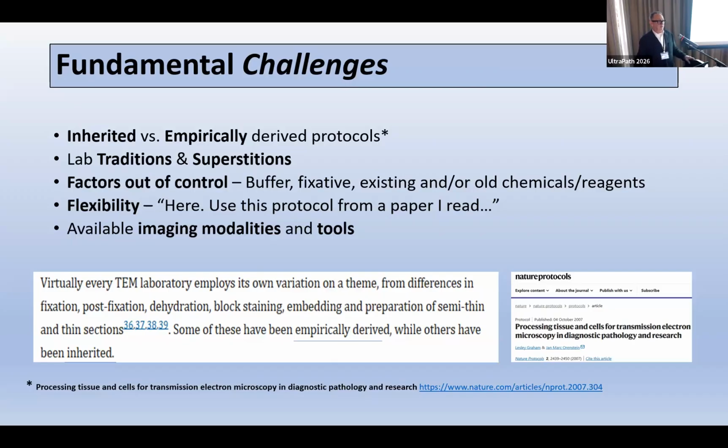There's also factors out of your control. Many times the samples arrive, they're already fixed, they're already in buffer, and your choice is just to continue with what they already have, in particular things like the buffer.